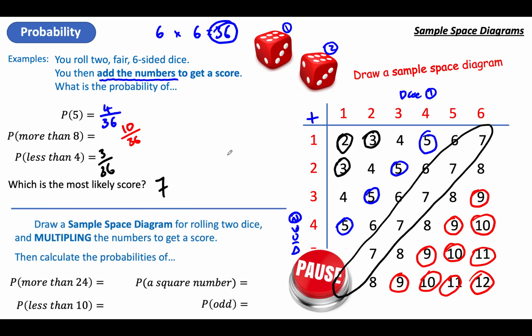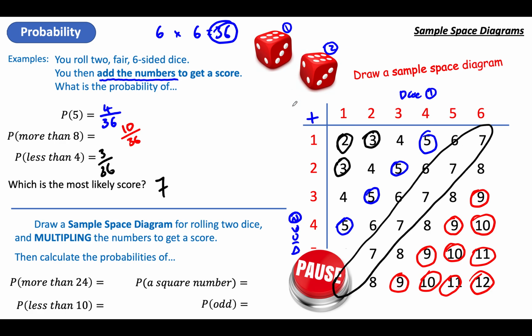I would like you to do this. I want you to do a sample space diagram for rolling 2 dice again. So just like this, just roll 2 dice and multiply to get a score. So this score up here, instead of being an answer of 12, if I rolled a 6 and a 6, I would do 6 times 6. So my score would be 36.